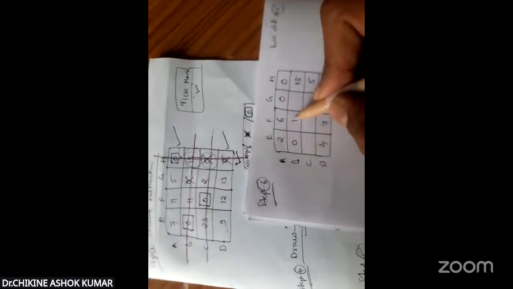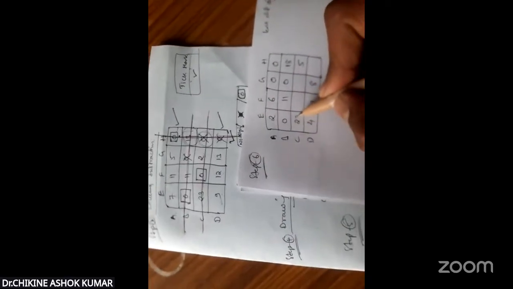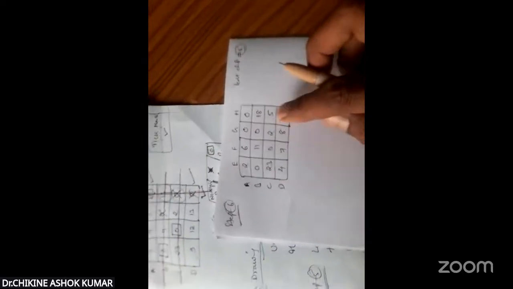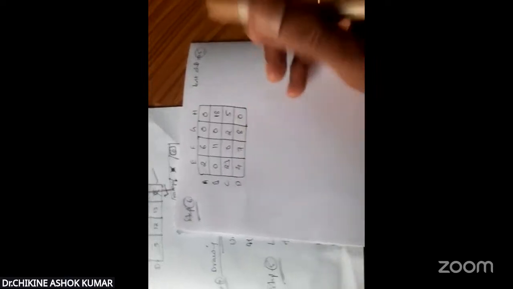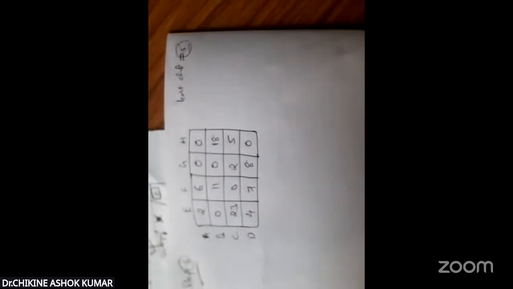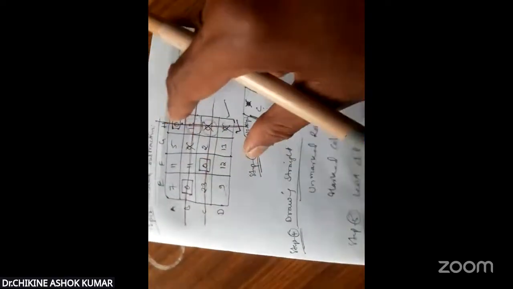Next, here 0 as it is. This 11 as it is. 0 as it is. Next 23, same 0. Next 2, and here we have one more element. This is 0. Okay.